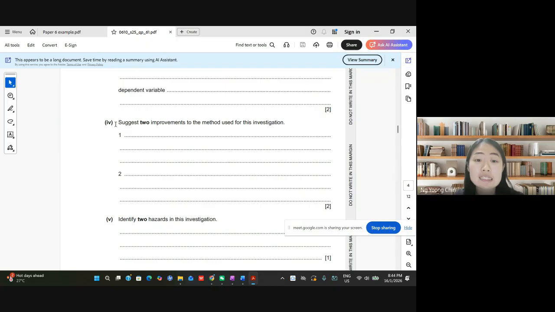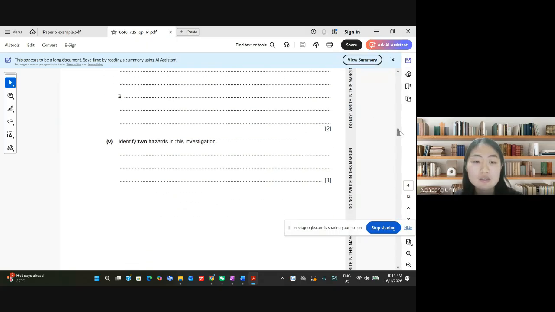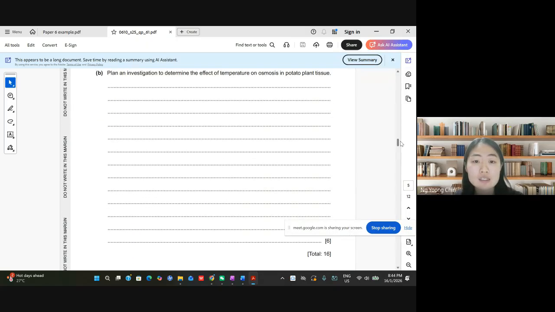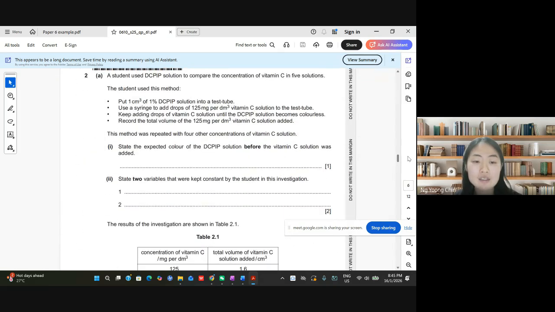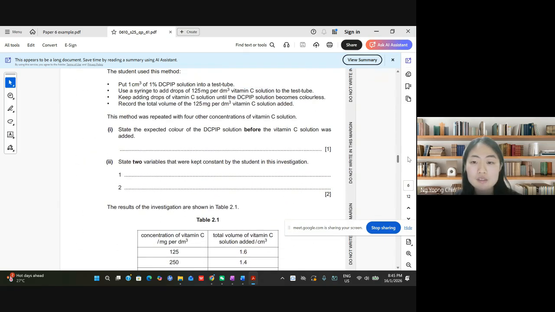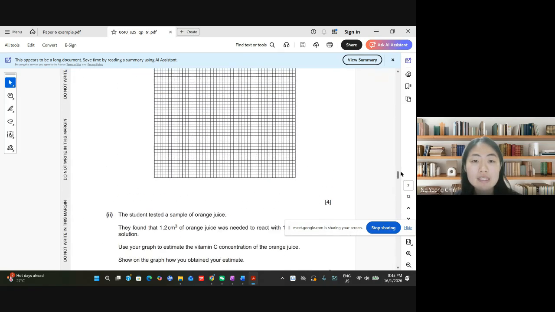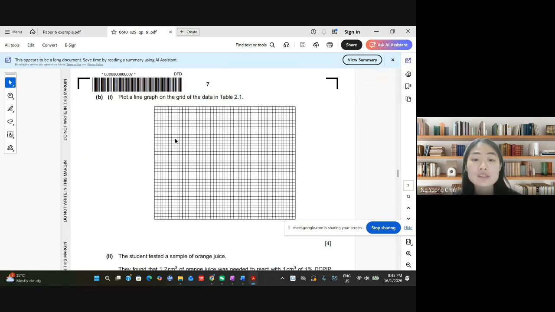See this one: suggest 2 improvements for the methods used for these investigations, and 2 hazards in these investigations. And then see this one, plan an investigation, which is the sixth step: the 3 variables and also the procedure and also repeating the experiment after counting. So just copy based on that. And then this one also, they ask you to plot a line graph. So later you should plot the line graph.